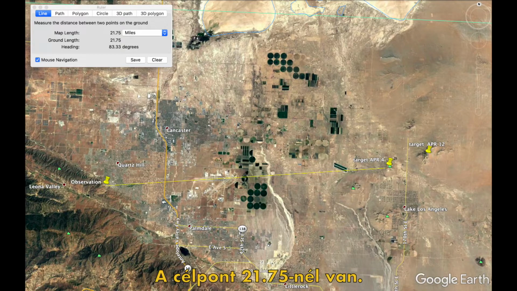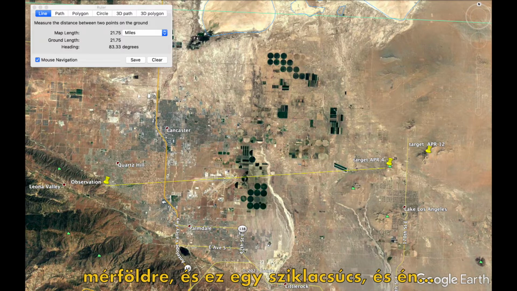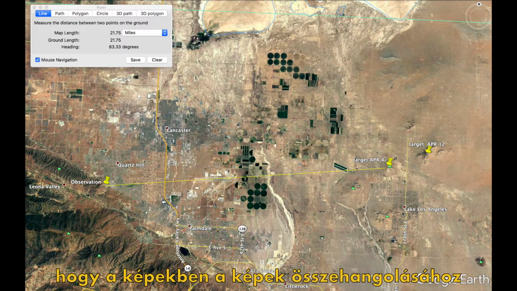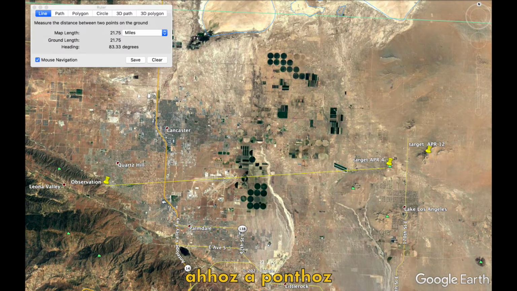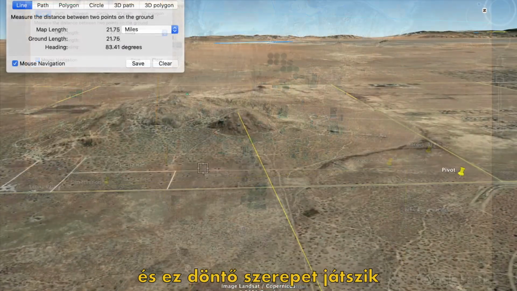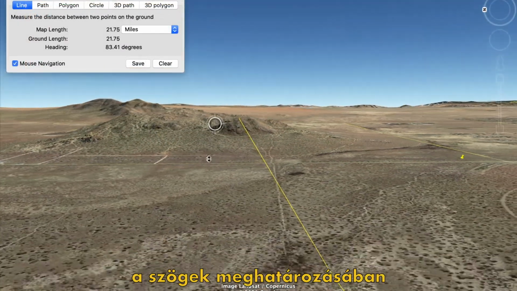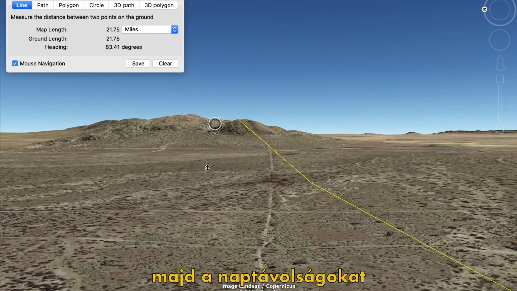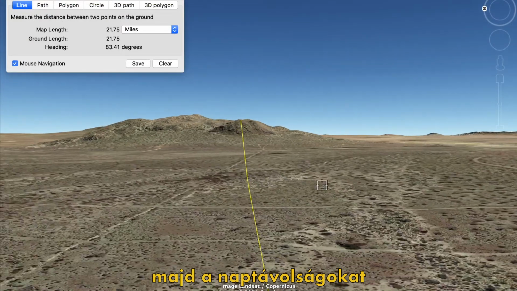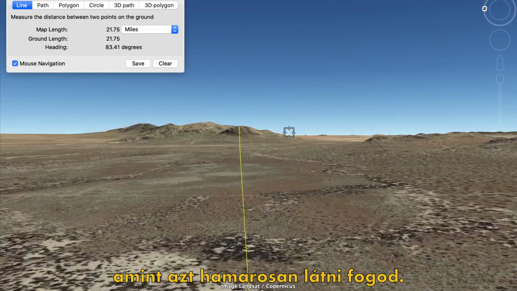The target is at 21.75 miles, and it's a rock outcropping, and I use that in the images to align the images to that point. So that's what I call a pivot point, and it plays a crucial part in determining the angles and then the distances to the sun, as you'll see shortly.